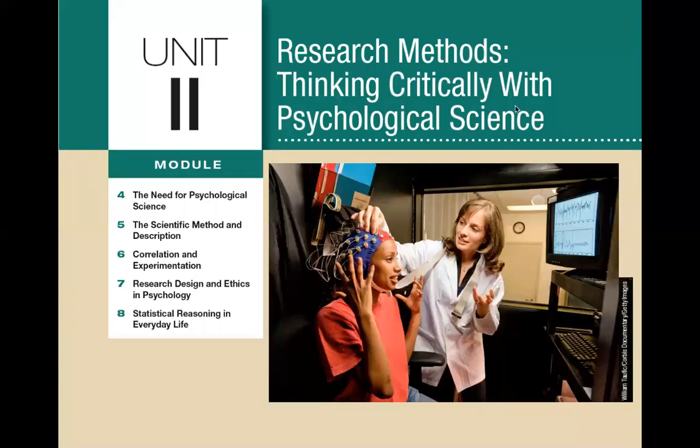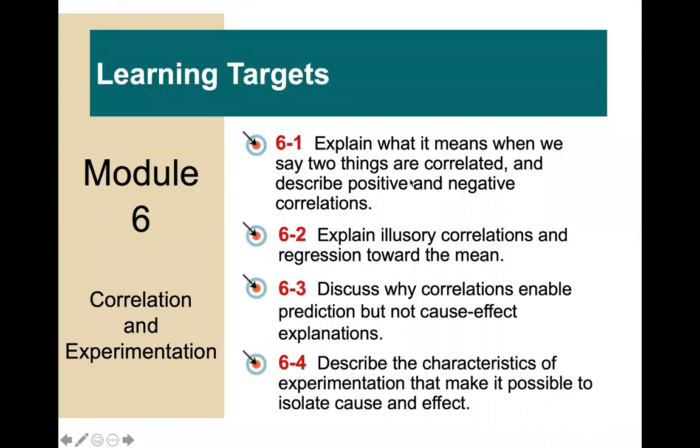So welcome back to module number 6, correlation and experimentation. Our learning targets for today will be to explain what it means when we say that things are correlated, understanding the differences between positive and negative correlations, understanding illusory correlations and the concept of regression toward the mean, and understanding why correlations enable predictions, but not cause and effect.